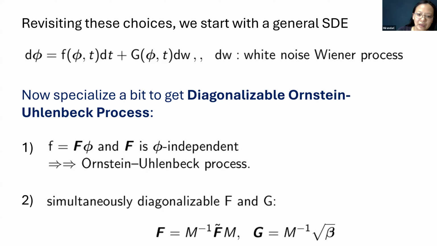And second is this word diagonalizable. We choose a simultaneously diagonalizable F and G, F being this matrix. In particular, we would say that it's simultaneously diagonalizable by this matrix M.